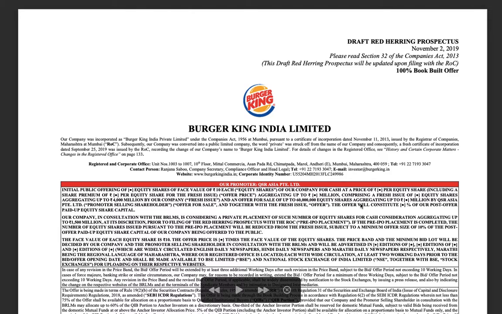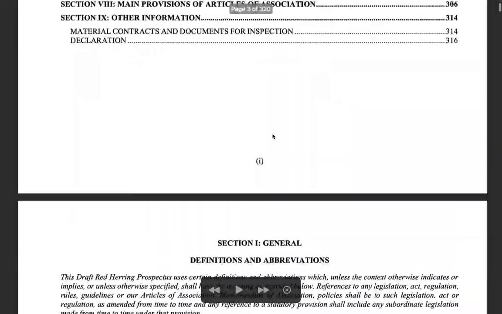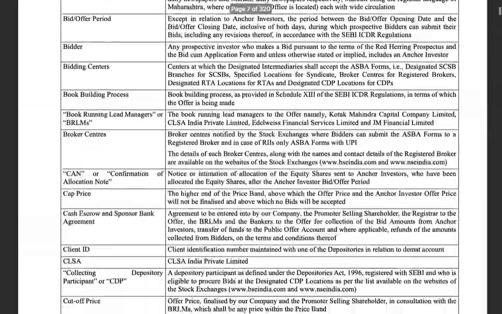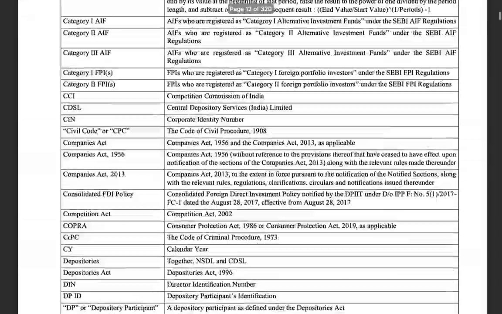Welcome back to lecture 19 of securities regulation. We are doing a review of a draft red herring prospectus that was filed last year by Burger King India Limited. We covered up till risk factors, and therefore we should start at risk factors in this lecture.